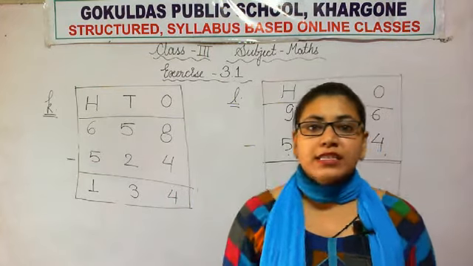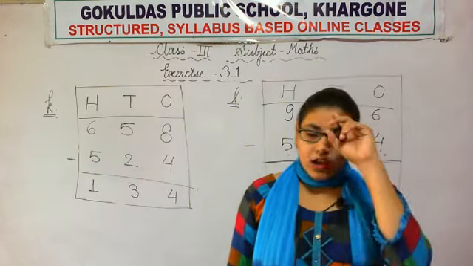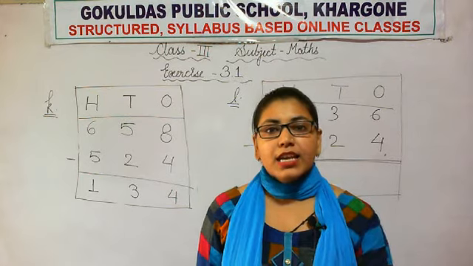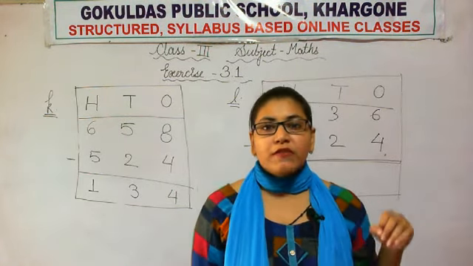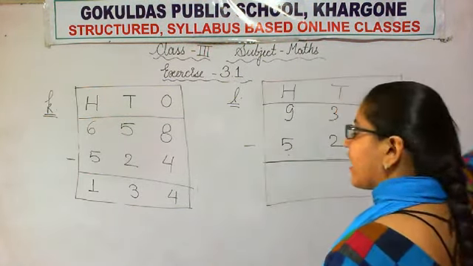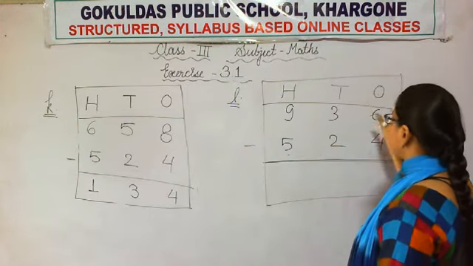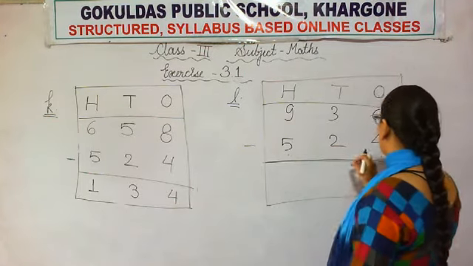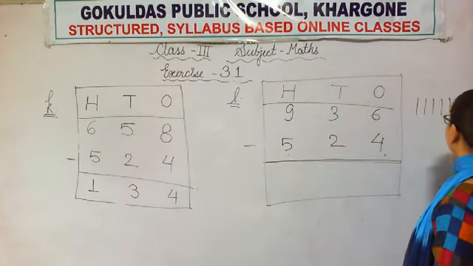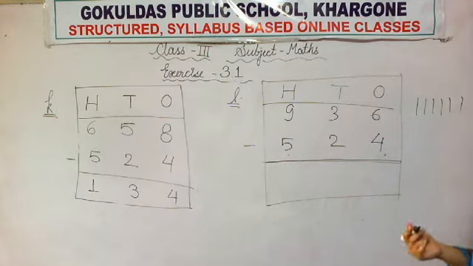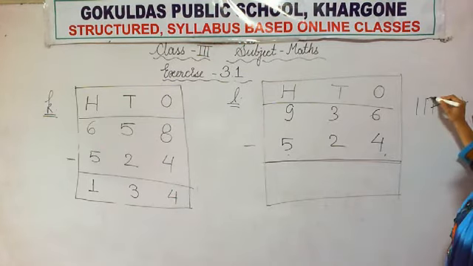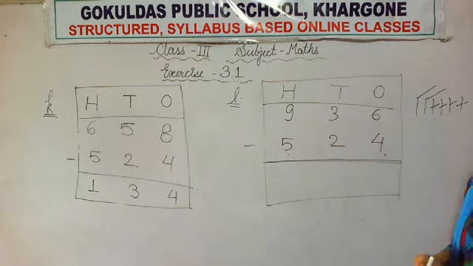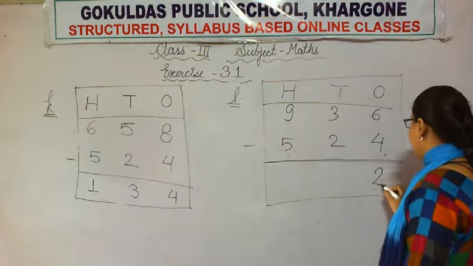Now, whatever the operation we are performing, whether it is addition or subtraction, we always start from the rightmost position. Our rightmost position is ones, so we will start from the ones. 6 minus 4. We will draw first 6 sticks. Minus 4, so we will cancel out 4 sticks: 1, 2, 3 and 4. Now, we will count the remaining sticks: 1 and 2. 2 sticks are remaining, so we will write the number 2.